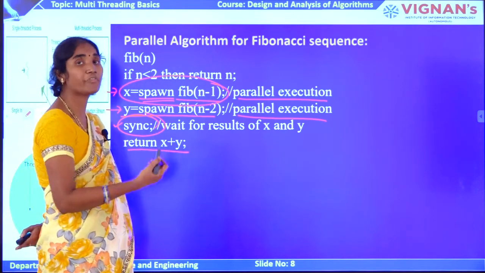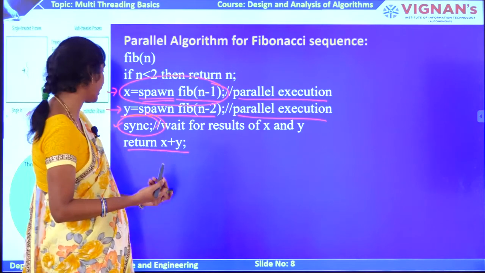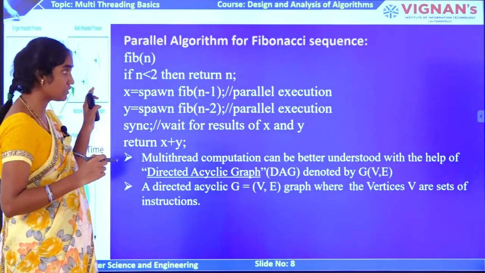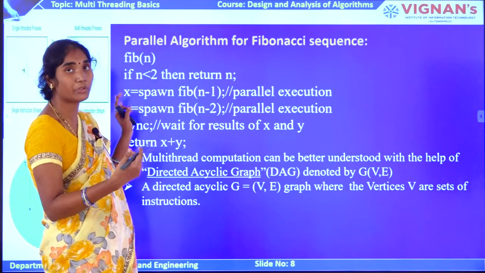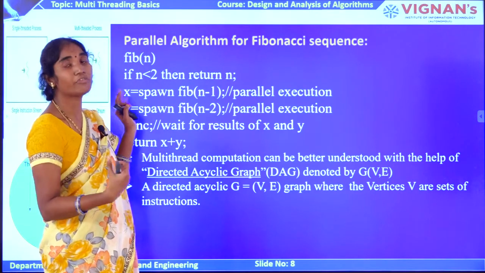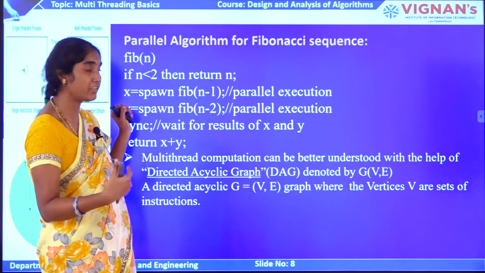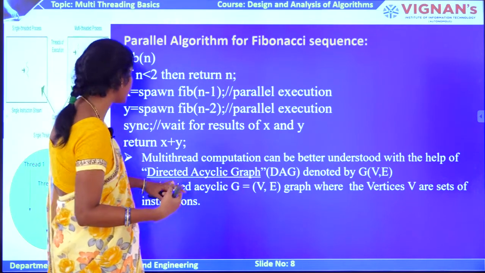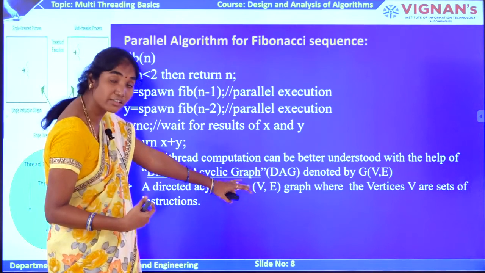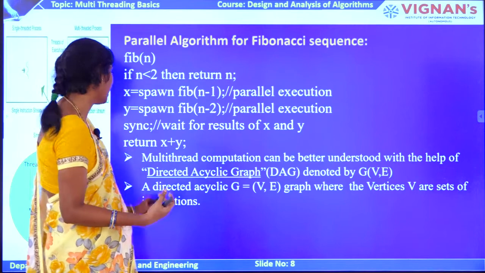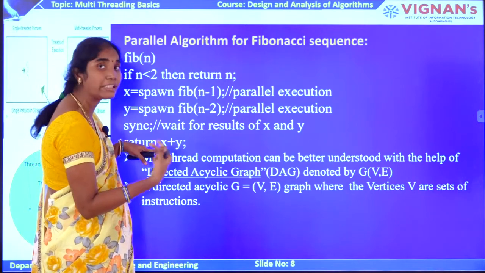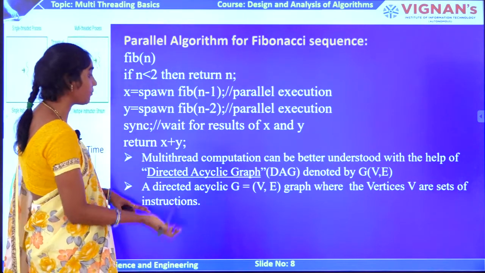So this is a modified algorithm which uses multi-threading, right? Now, to show the multi-threading computation, how this is internally computed with the help of a DAG. DAG stands for directed acyclic graph. So by means of a directed acyclic graph, we are going to showcase how these values are computed under multi-threading. And also, what is meant by a DAG?